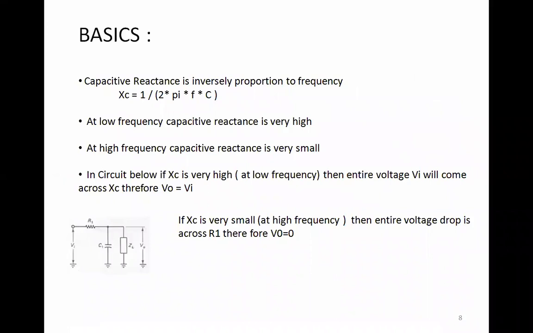Capacitive reactance is one such important term, which is XC. Capacitive reactance is inversely proportional to frequency, which is XC equals 1 divided by 2 pi fC. One important thing is at low frequency the capacitive reactance is high. So please make note of this. At lower frequencies we find that the reactance is very high, and at high frequency the capacitive reactance is very low. So you can see that they are inversely proportional.